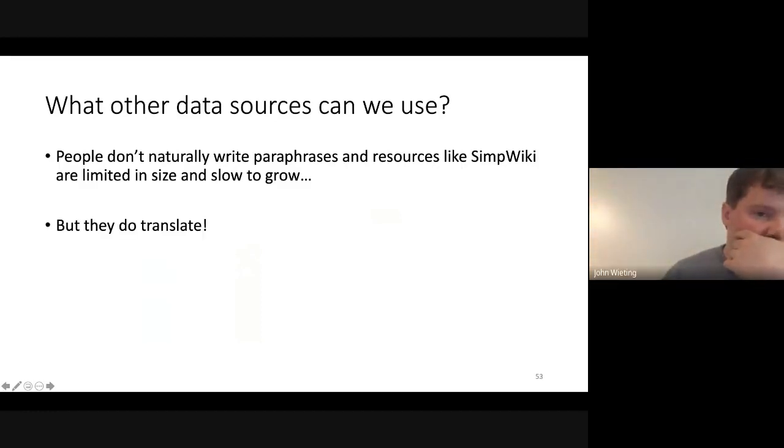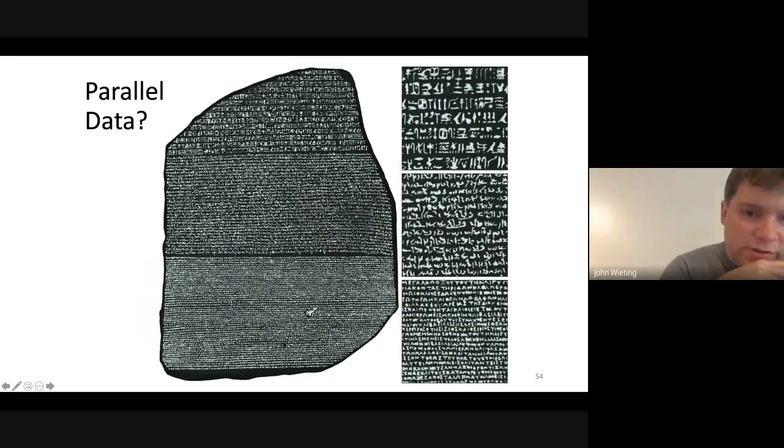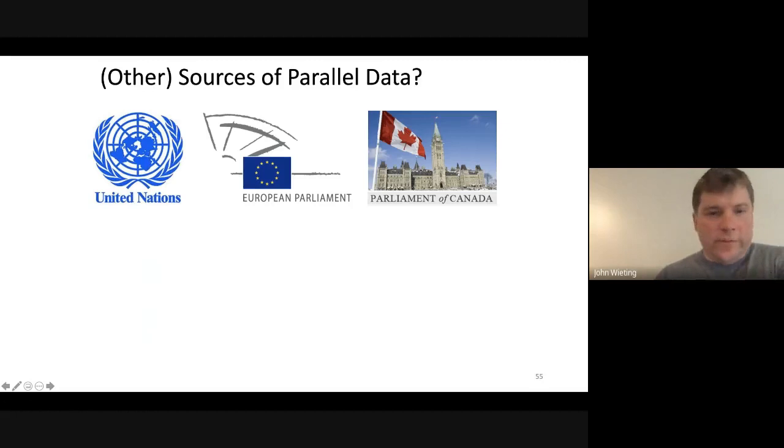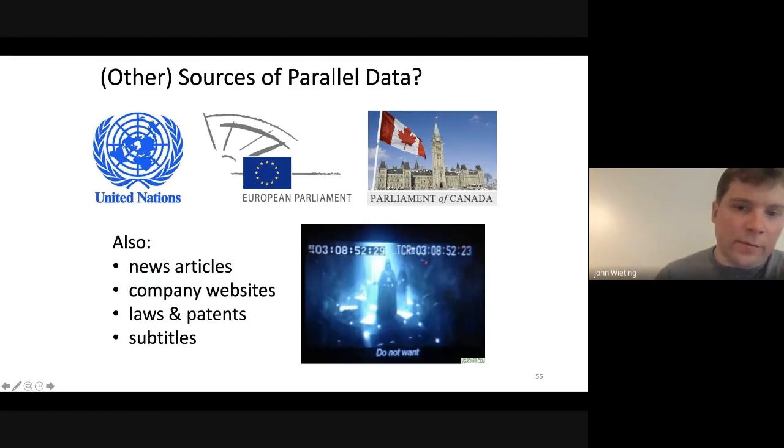But people do translate a lot. And so we turned to using parallel data. Parallel data is ubiquitous. It's ancient even. And new sources of parallel data are created all the time. Things like parliament proceedings, news articles, movies being translated through subtitles.